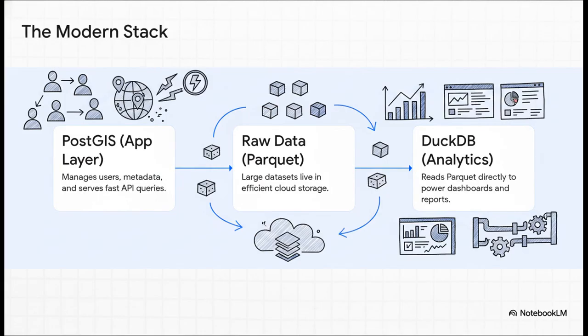So check this out. This is how the modern stack works. PostGIS, it runs your application. It's perfect for managing users, project metadata, and serving those lightning-fast API calls for single records. Your massive raw data? Let it live as super efficient Parquet files in cheap cloud storage like S3. And then, when you need answers for a dashboard, an ETL pipeline, whatever, boom. DuckDB swoops in, reads that Parquet data directly, and gets you answers in seconds. Each tool is doing exactly what it was designed to do best.